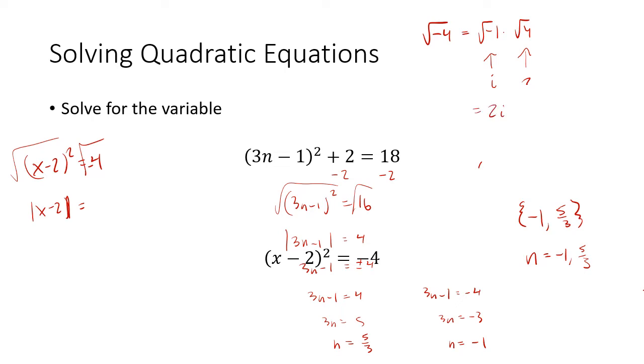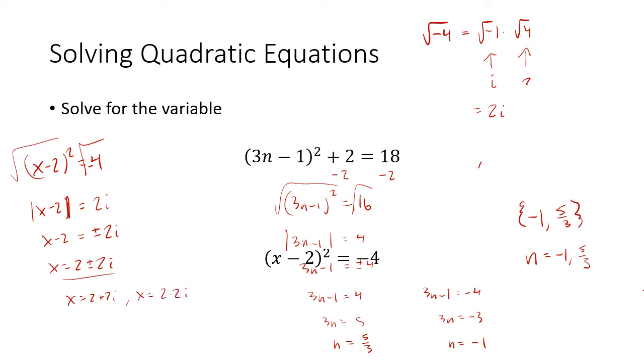So this equals 2i. What we have is x minus 2 is equal to plus or minus 2i, and we get x is equal to 2 plus or minus 2i. There's two different answers here, right? It's x is equal to 2 plus 2i, or x is equal to 2 minus 2i.